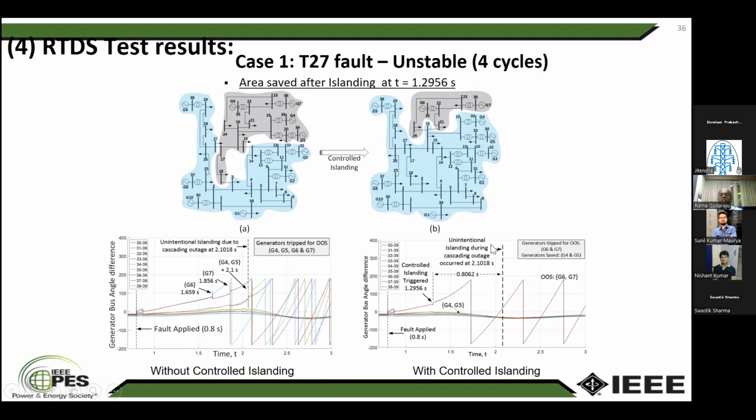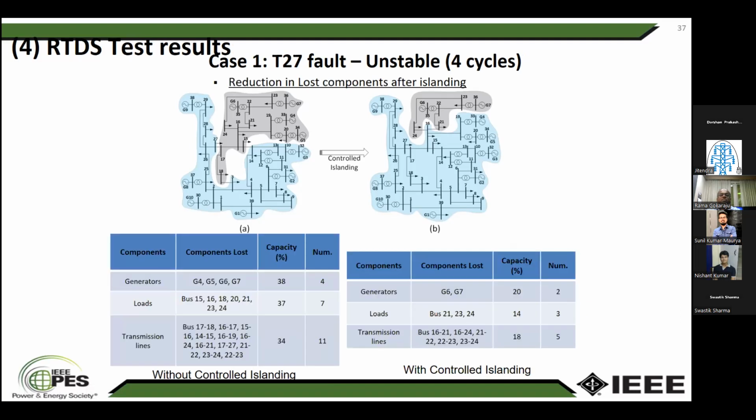So between the unintentional island and the controlled islanding, we have 0.8062 seconds. That is the time span we have. So we are able to do the controlled islanding in advance. By doing that, we are saving the generators G4 and G5. I have another scenario.